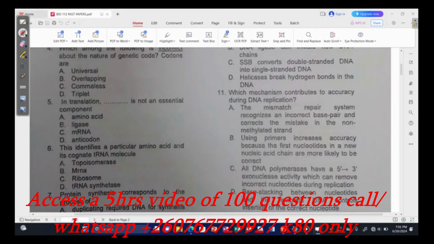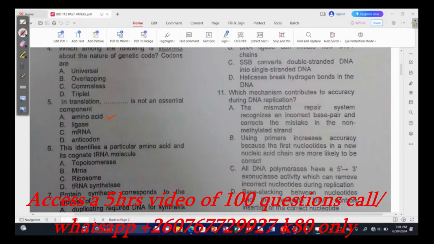Question 5 reads, in translation, which is not an essential component? So what do we need for translation to take place, and what is not important? We need amino acids. So that's true. During translation, you need amino acids, because you want to form a polypeptide chain. A polypeptide chain is a chain of amino acids, so you need them.